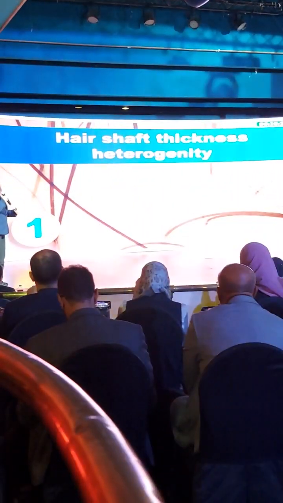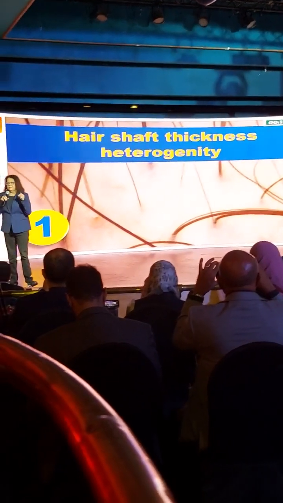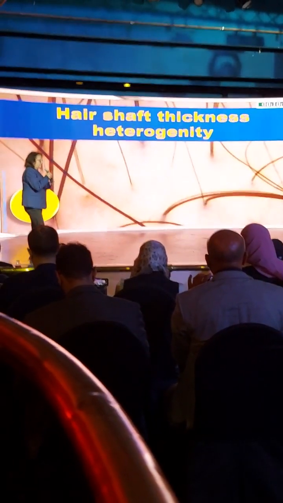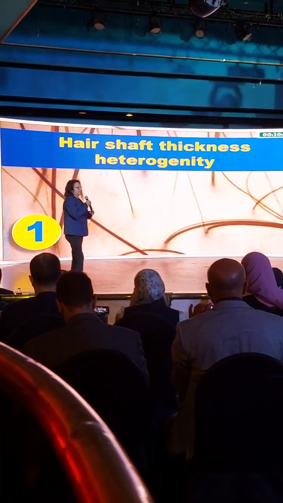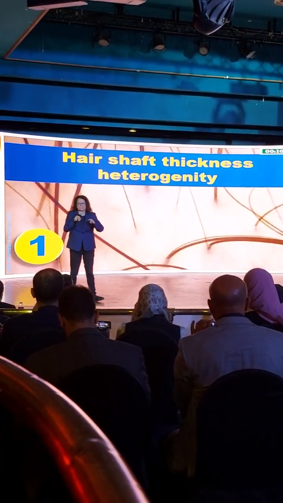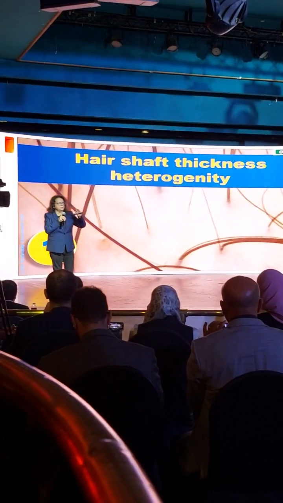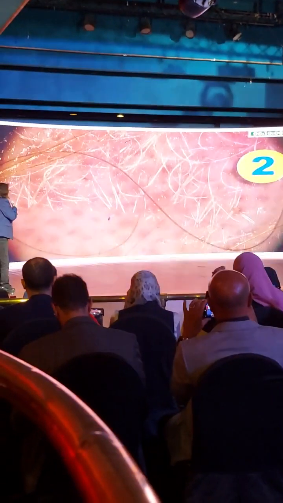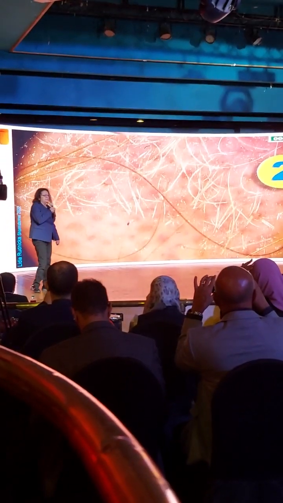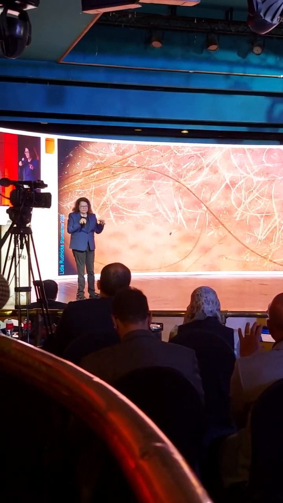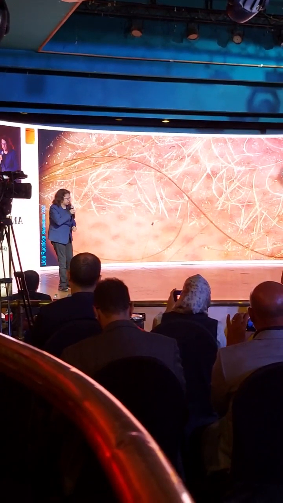So this is the number one and most important feature of trichoscopy of androgenic alopecia: the presence of hair shaft thickness heterogeneity, meaning that in one field of view you'll see hairs which are very thin and hairs which are thick, and usually more than 10% of vellus hairs. Vellus hairs are number two, a very typical feature. You may find some vellus hairs in a normal, healthy person, but if it starts being more than 10%, then we have to think about androgenic alopecia.